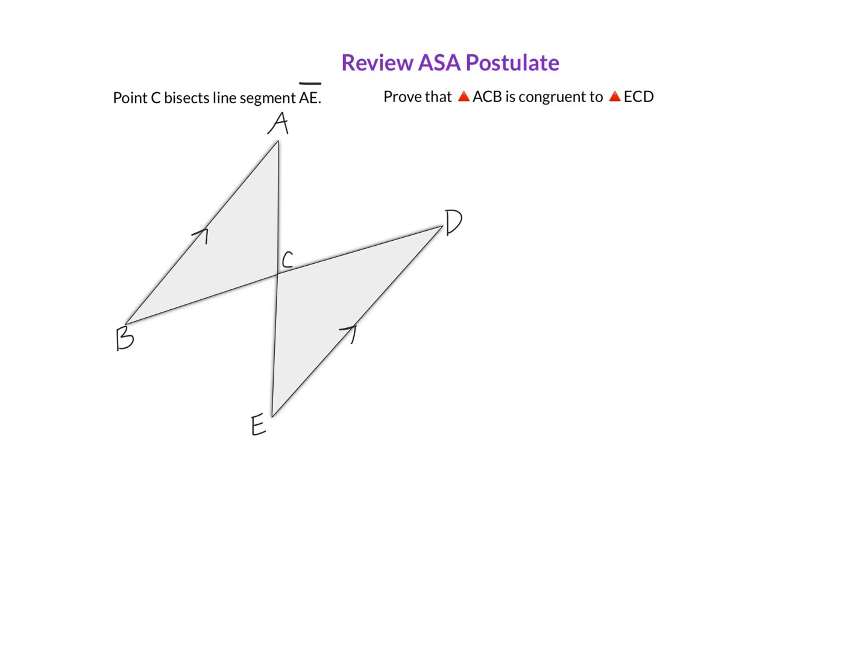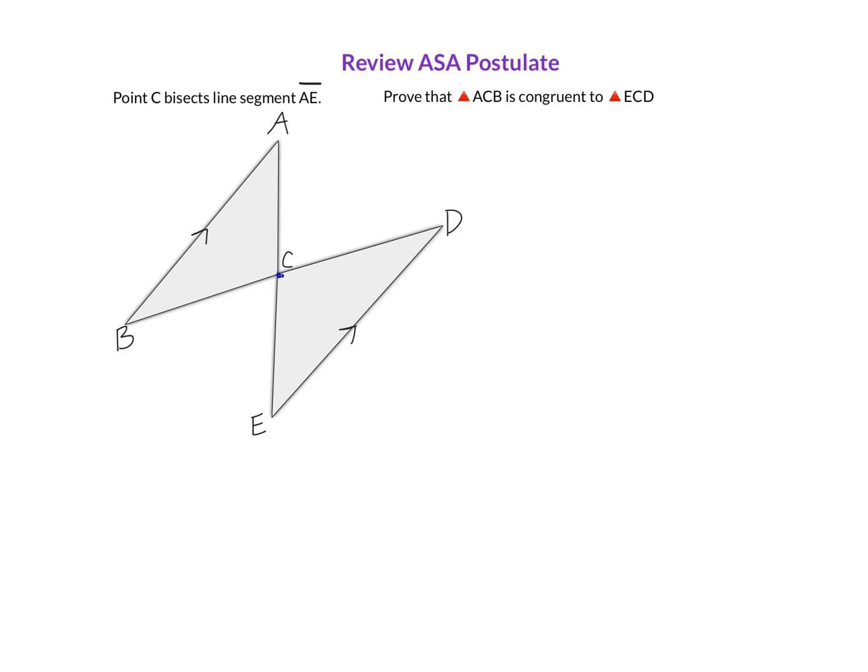Okay, I want to start by going over the angle side angle postulate that we looked at yesterday. Right now I'm going to go over an informal proof that will prove that triangle ACB is congruent to triangle ECD. We're given the information that point C bisects line segment AE.